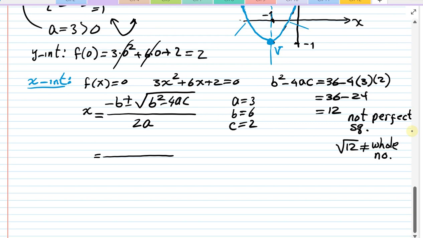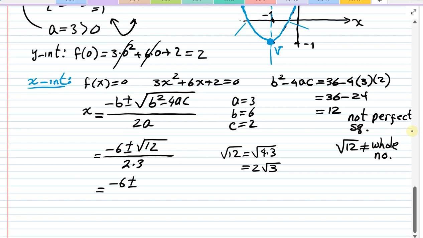Over 2a, so that's 2 times 3, which is 6. Negative 6 plus or minus, and we just did b squared minus 4ac. See that? Now, let's tidy this up a little bit. The square root of 12, by the way, is the square root of 4 times 3. I can take the square root of 4, which becomes 2. That's 2 radical 3. Therefore, the expression is negative 6 plus or minus 2 square root of 3, divided by 6.